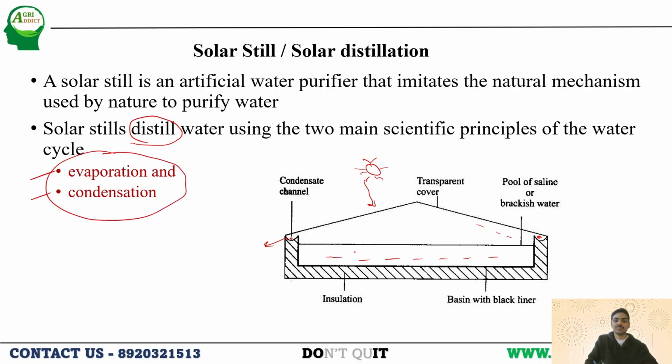What happens is, here we store some amount of water. When the solar radiation enters through the transparent cover, the water gets heated and evaporated, and after the evaporation it gets condensed and collects in this condensation channel. This condensed water will be our distilled water. This is the simple mechanism.